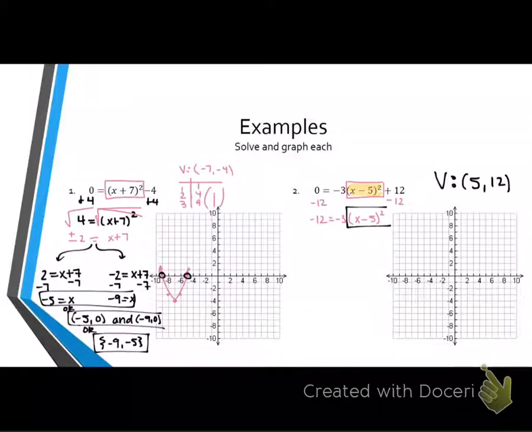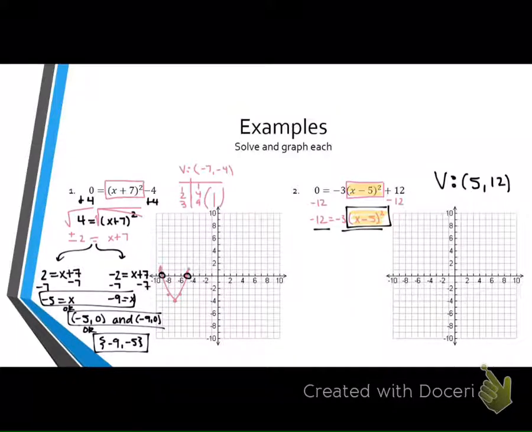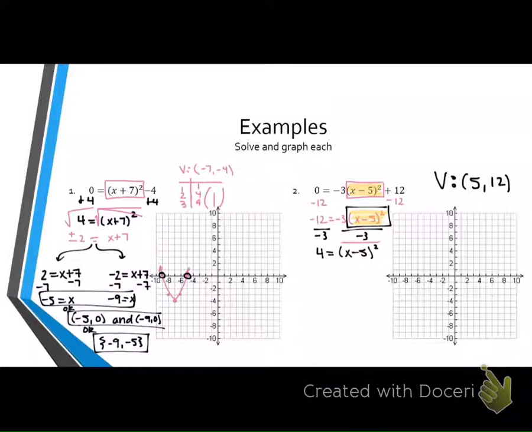Is that isolated yet? No, there's still a -3 out front. So what is my next step, Josh, if there's a -3 out front? Negative 3 is touching the parenthesis, which means multiplication. What is the inverse of multiplication? Division. So we are going to divide. So I get 4 equals x minus 5 squared. Am I now isolated? Is there anything outside of my box? No. So we are good to go.